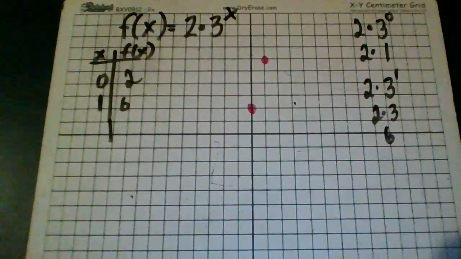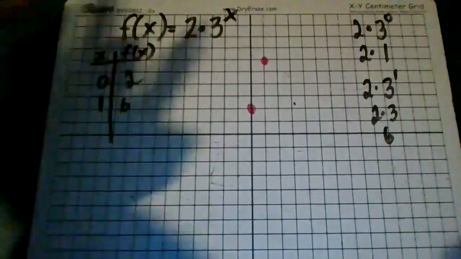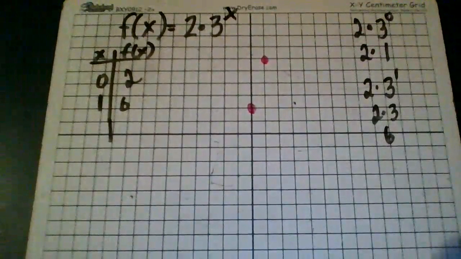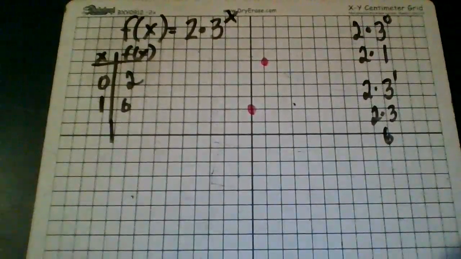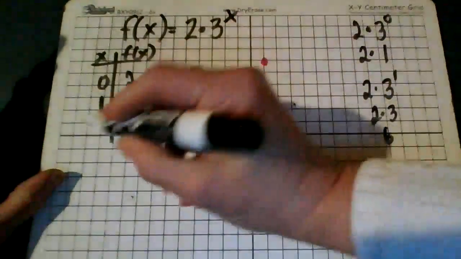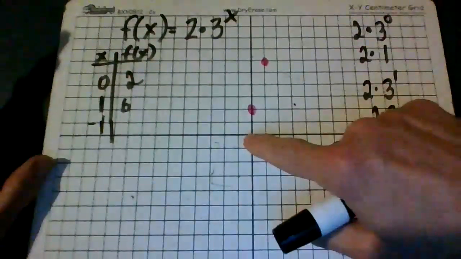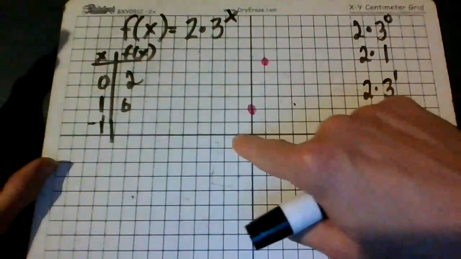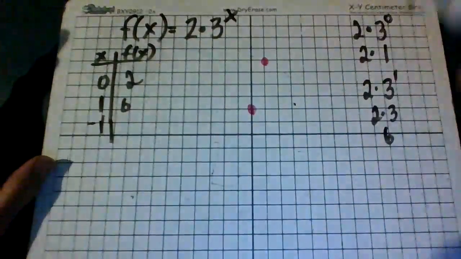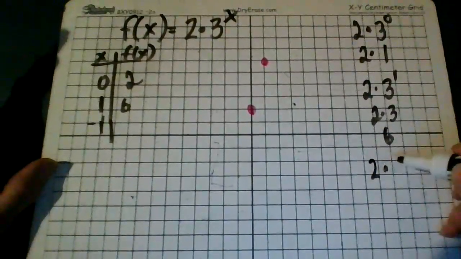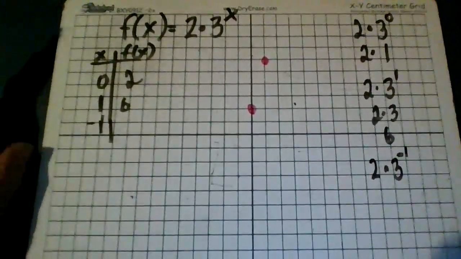I have these 2 points. Now, because you don't really know what to look for to know if this is a growth or decay exponential graph, I'm going to test one more number. And I'm going to test a negative so I can see what this graph is doing over here. So I'm going to go ahead and plug in -1 for x. So 2 times 3 to the -1 power.